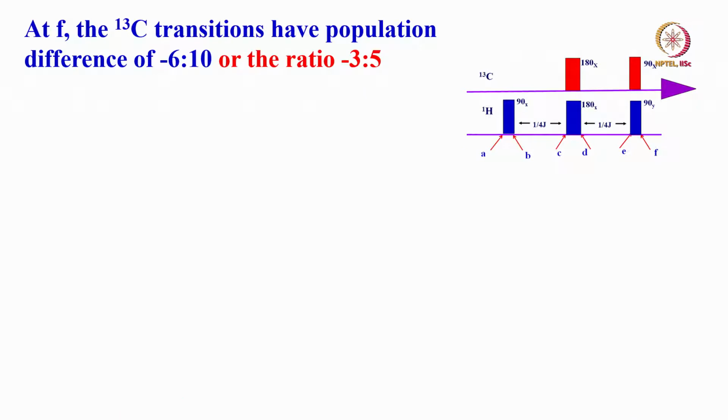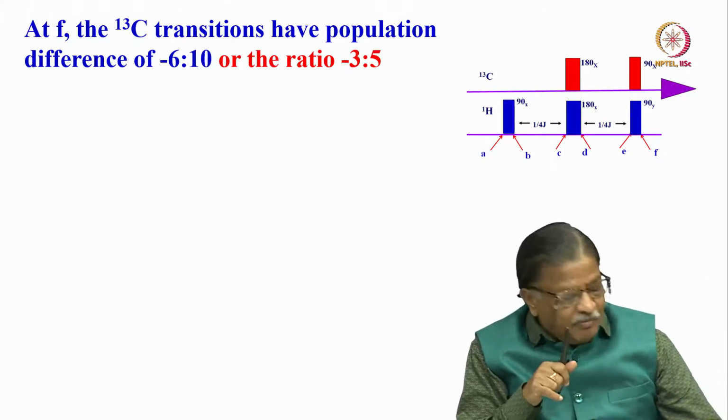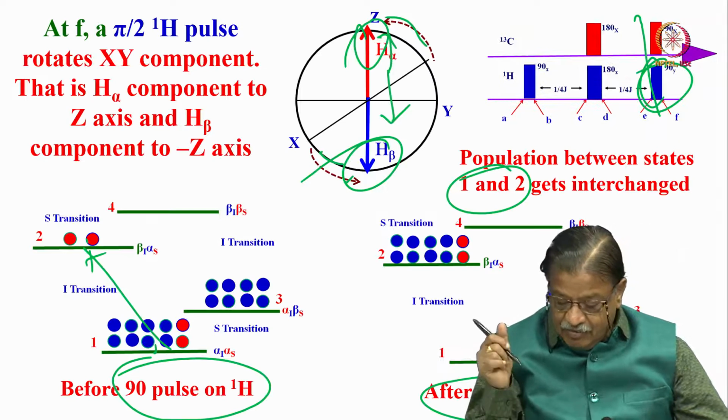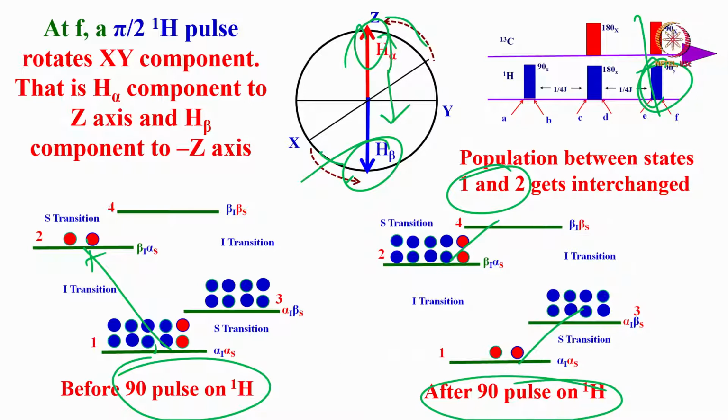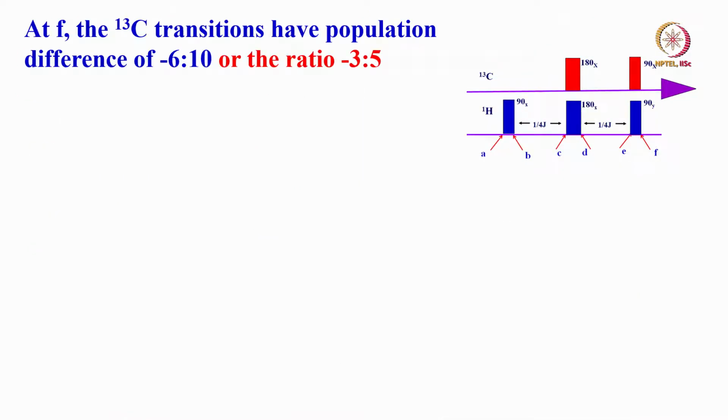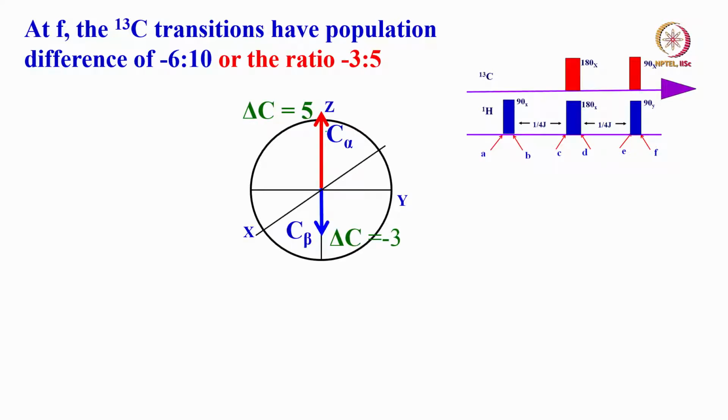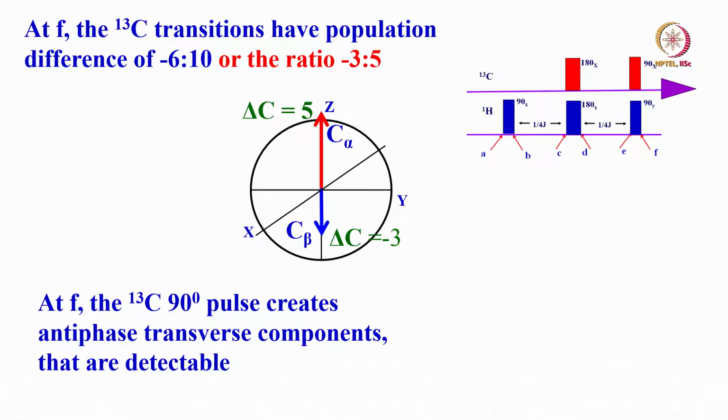So at F, the transitions have a population difference of minus 6 and 10. You can calculate here the population difference between S: this is minus 6 and this is 10. That's what we observed. Minus 3 and 5 is exactly the same ratio we got now. So the population of carbon 13 at this stage is going to be minus 3 and plus 5 at F. Now till now we have been talking only about the proton. For carbon 13, only for interchanging the spin states we did.